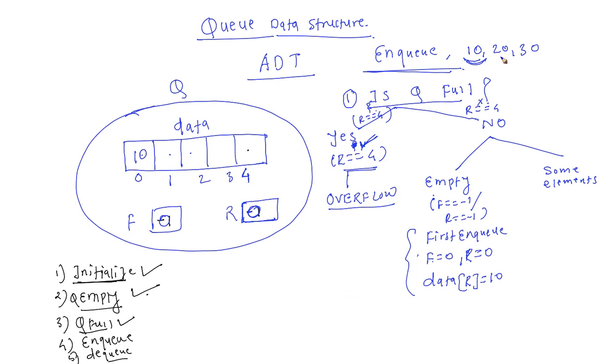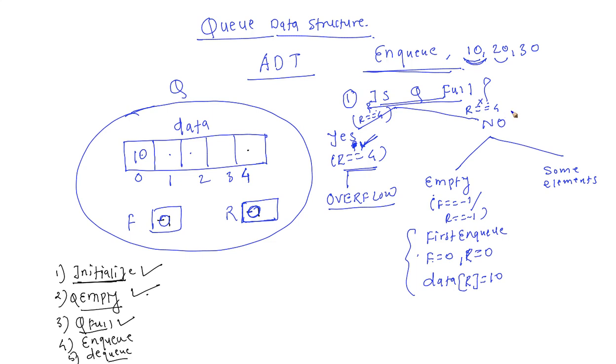Let's perform subsequent insertions. So 20. The first question is, is the queue full? How will I check that? Is R equal to 4? No, R is not 4. The queue is not full. I'll come here. That means I can perform NQ operations.